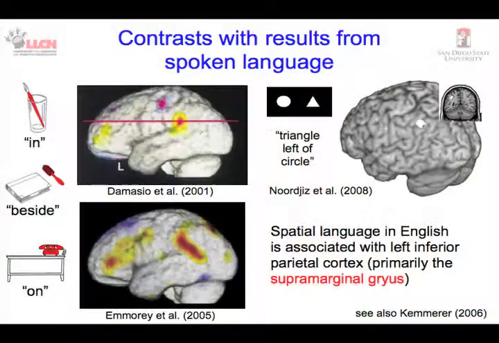Now this is really quite different from what's found when we ask people to do these similar tasks in spoken languages, where you have to produce a preposition. So in this case, this is data from both comprehension and production tasks. These are production tasks where people are asked to just name the spatial relationship of the red thing: in, or beside, or next to, on. This is a comprehension task.